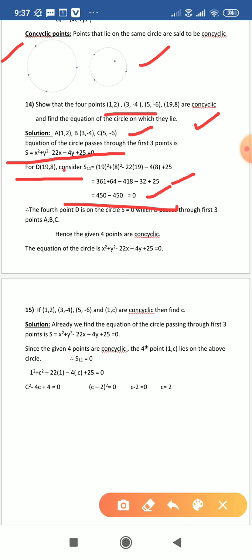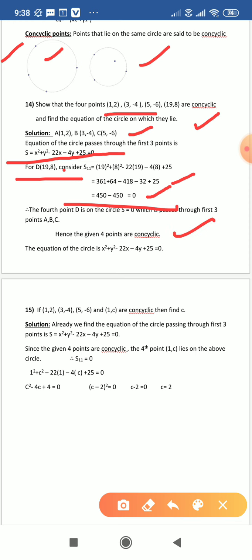Therefore, the fourth point must be on the circle S is equal to 0. What is S is equal to 0? That is the circle that already passes through the 3 points. So the circle passes through 3 points, and also passes through the point D. That means if A and B are on the circle, the fourth point is also on the same circle. That means the 4 points are on the same circle. Therefore, we say that the 4 points are concyclic.